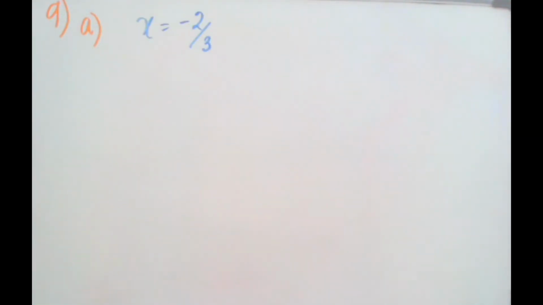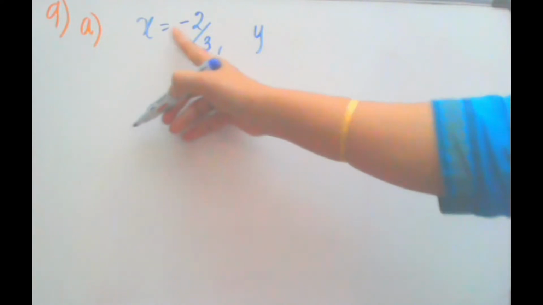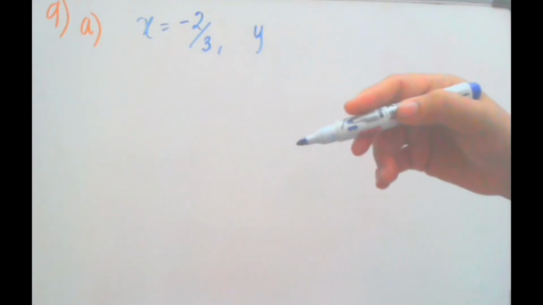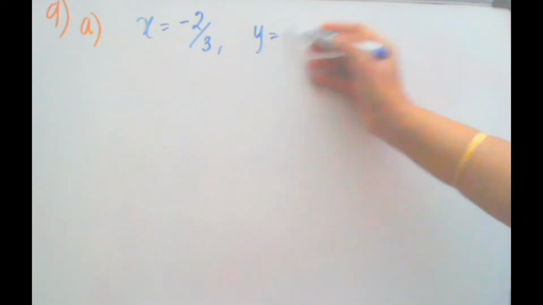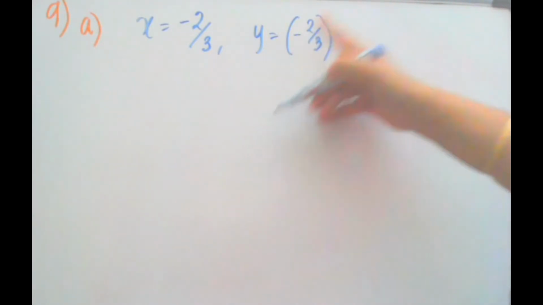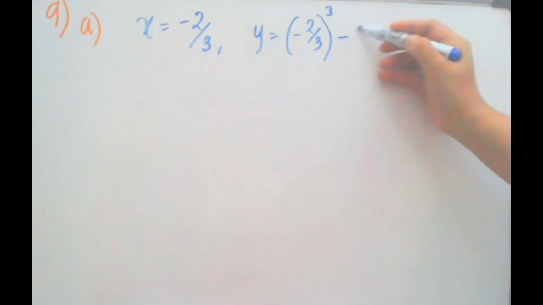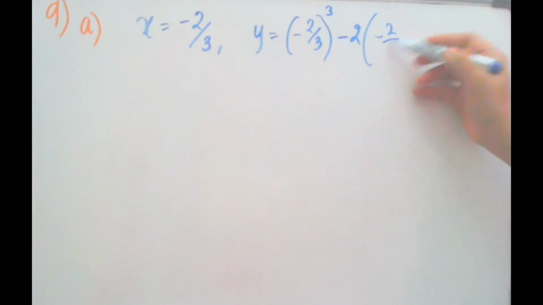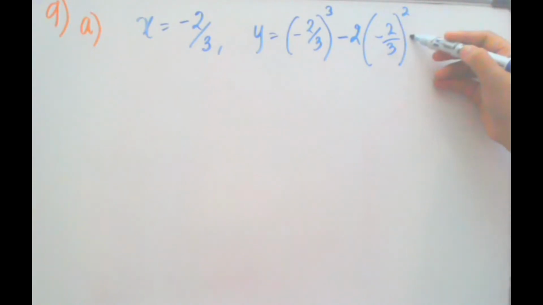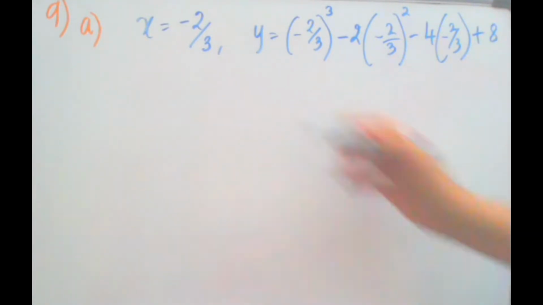Now with the second value of x, we will calculate the y value. So x second value was minus 2 over 3. So y will be, so be a little careful here because you have a negative sign and you have a fraction. So cube of minus 2 over 3, minus 2 into minus 2 over 3 whole square, minus 4 into minus 2 over 3, plus 8.